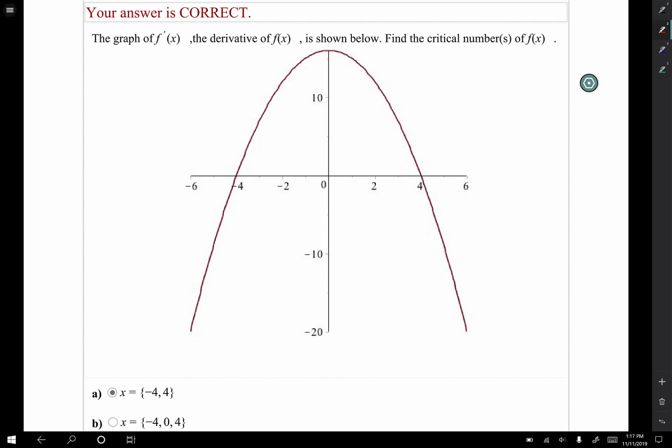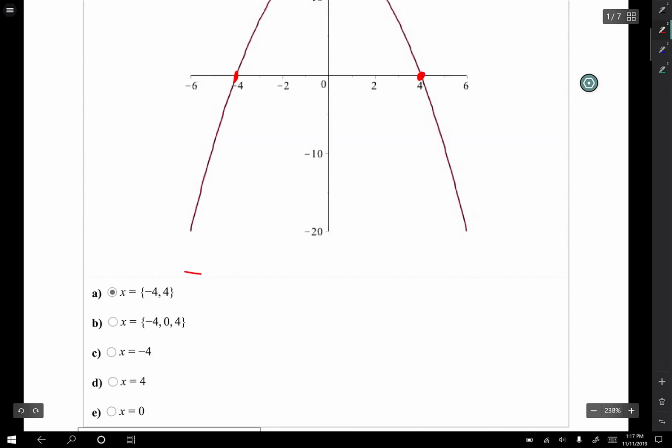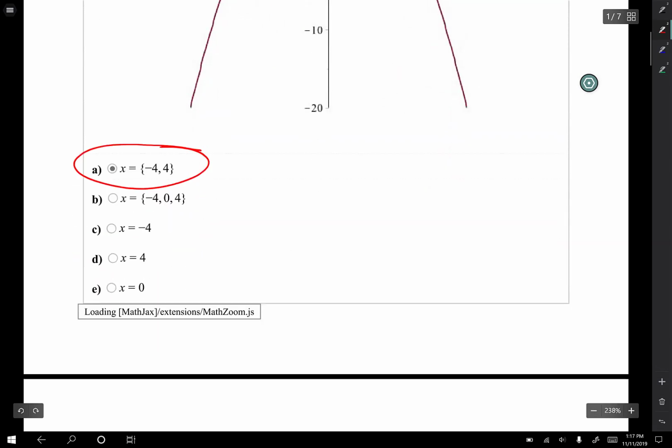All right, so the graph of f prime, the derivative of f of x, is shown below. Find the critical numbers of f of x. So the critical numbers, if you have an f prime graph, is just where it crosses the x-axis. So on this one here, it's going to be negative 4 and 4, and that's it. Let's go to the next one.